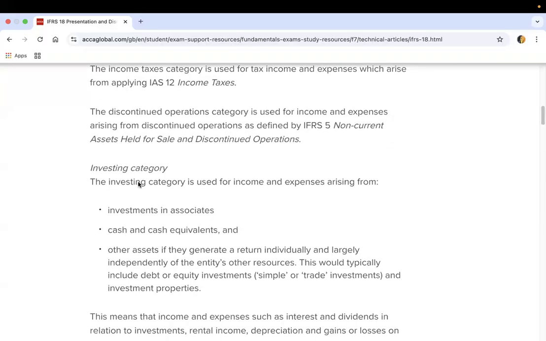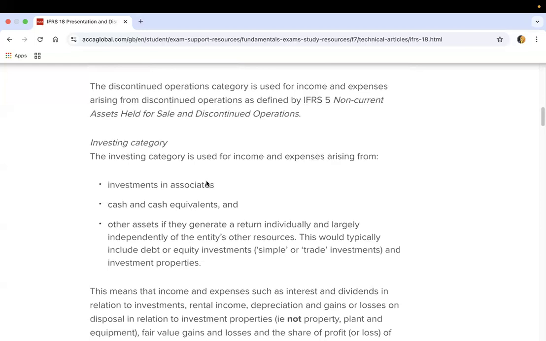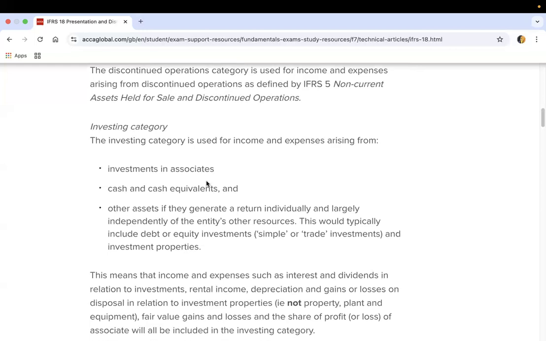Now the next one is the investing category. The investing category is used for three things especially. One is if the company has any investments in associates and gains any profits or income from them, it goes under the investing category. It would also have cash and movements in cash and cash equivalents. Or if there is a certain component of the entity which is going to give a separate cash flow, or any returns that the company gets from investments, for example debt or equity. It can be a simple investment, it can be the rent that the company gets from a lease, it could be anything. Mainly it is trade investments or simple investments.